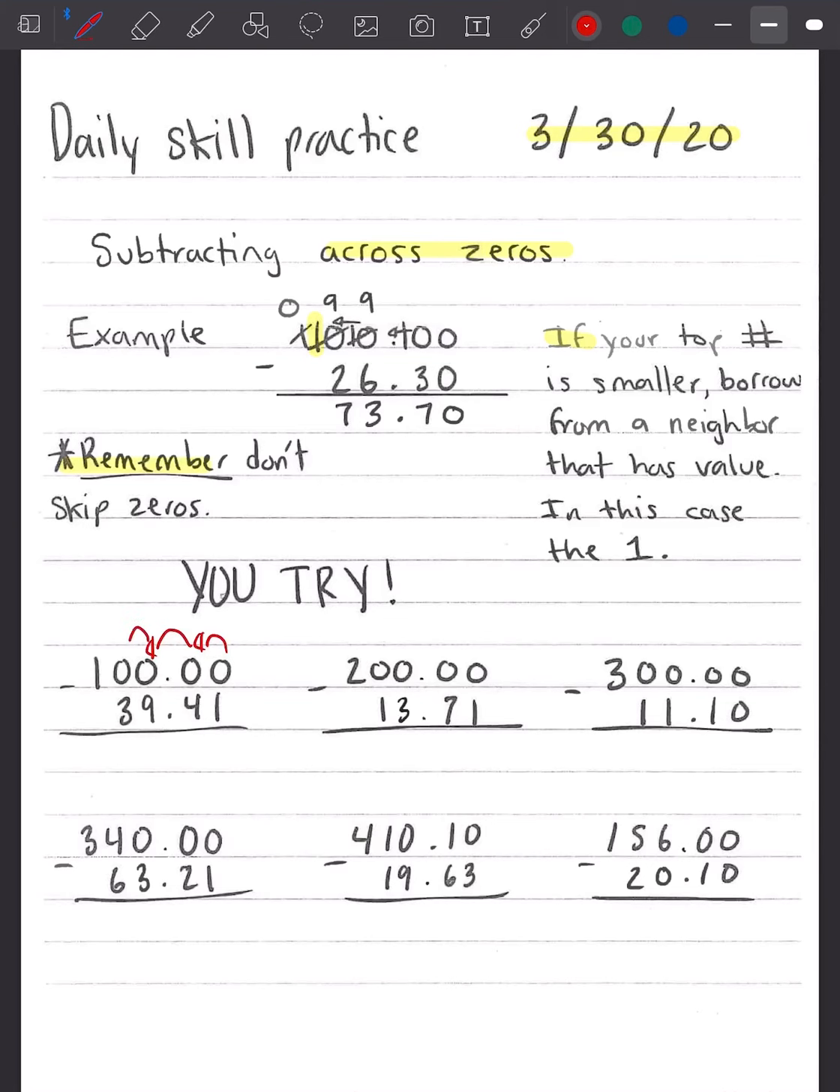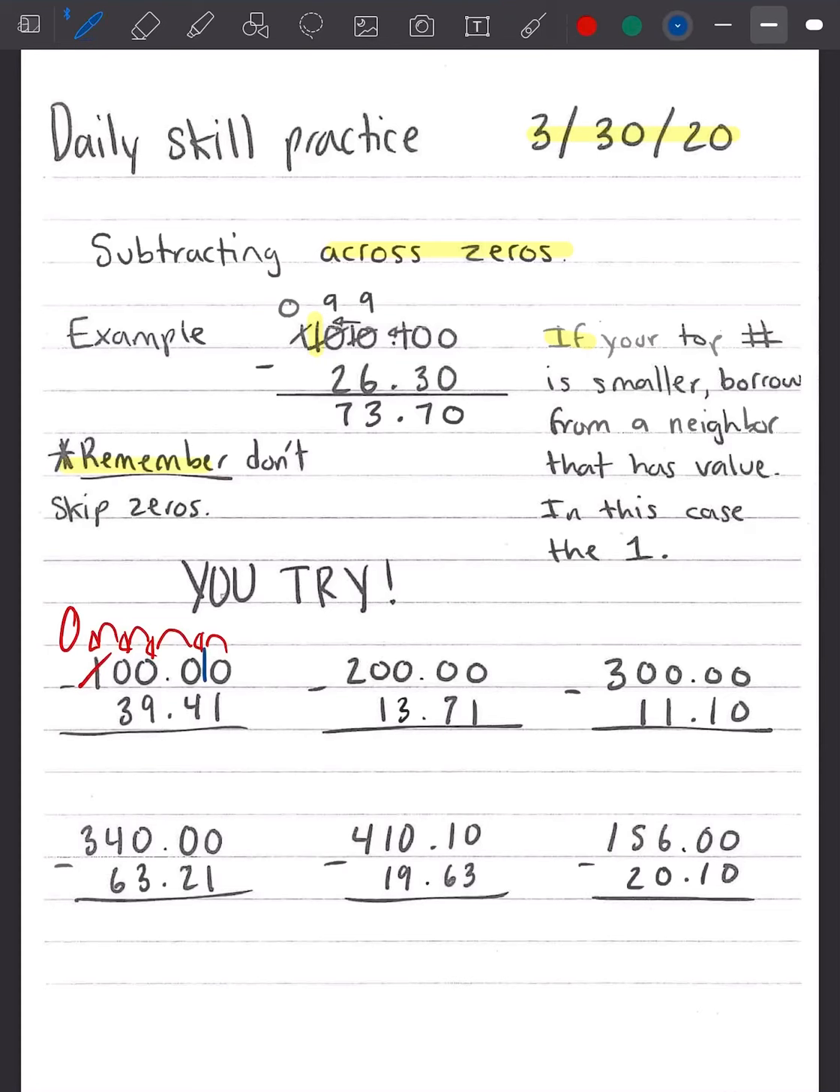His neighbor's 0 too. Next one, 0. Guess what? I'm going to have to go all the way to the 1. Do you think a 1 has value? It does, right? So I'm going to borrow from him. He turns into a 0. That's correct. Now the misconception is I want to come all the way over here and bring a 10.